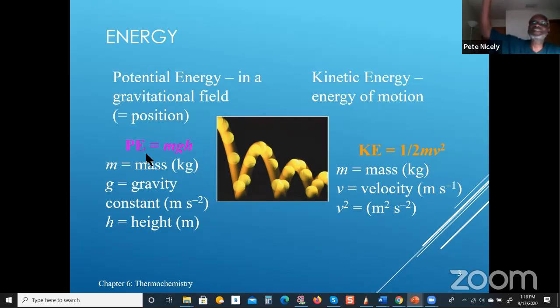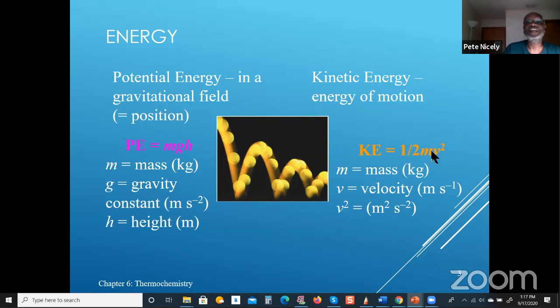If you have an object elevated above ground level, what that means is that the object has an energy relative to the ground level, and it can be calculated using this equation. If you have done physics, or if you're about to do physics, you're going to meet this equation. Mass times g times h, mass is in kilograms. G is called the acceleration due to gravity, which is a constant, 9.81 meters per second squared. And h is the height above ground level at which the object is located.